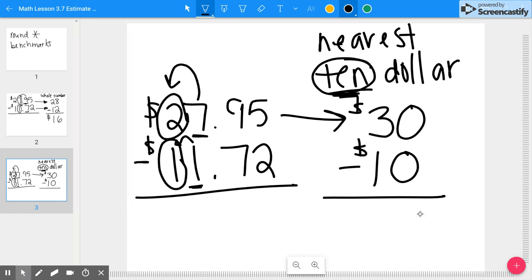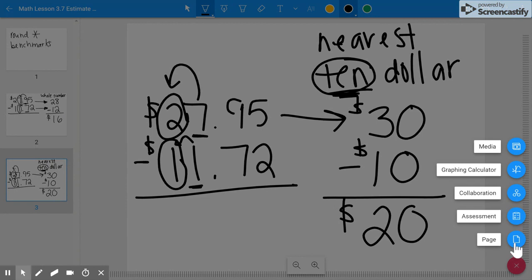Like normal now. 0 minus 0 is 0. 3 minus 1 is 2. So my answer is $20. The same thing would apply if it was an addition problem, but instead of subtracting, I would be adding. But the same rules apply when rounding.